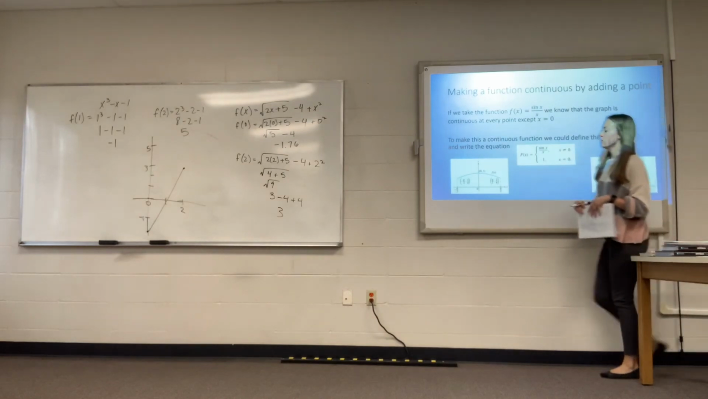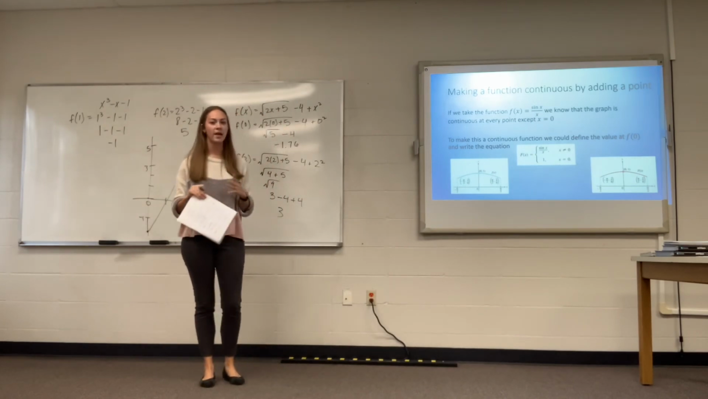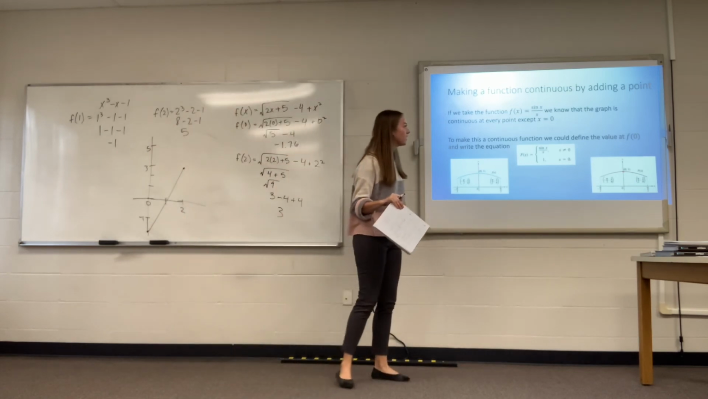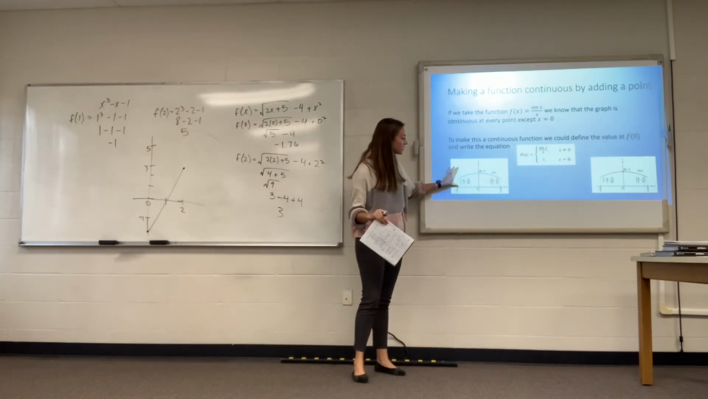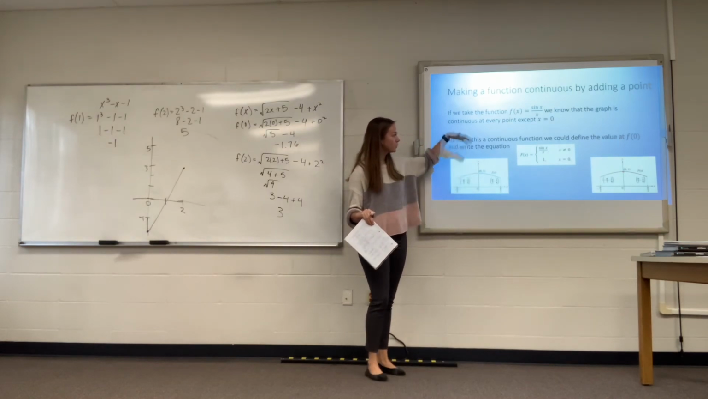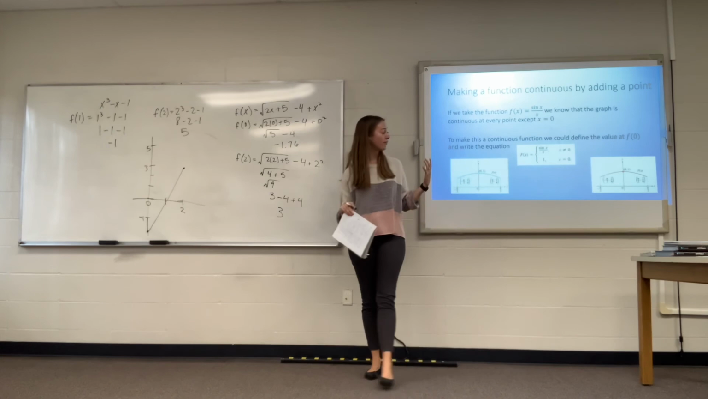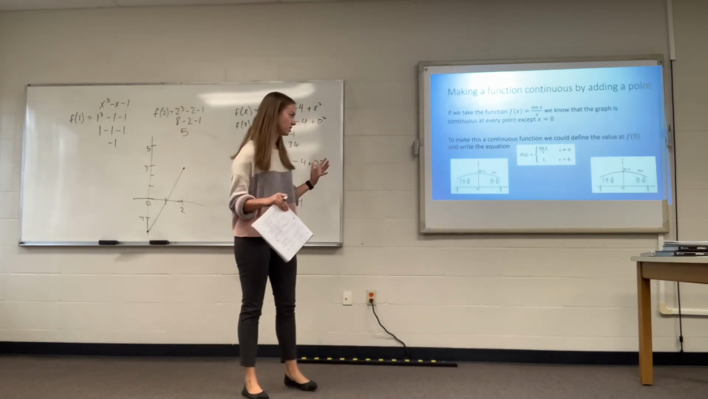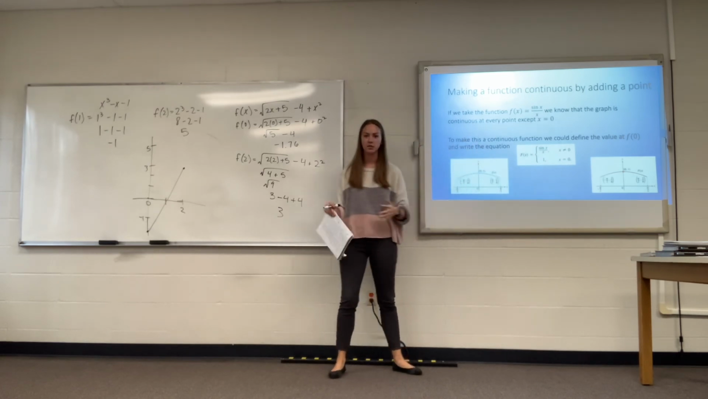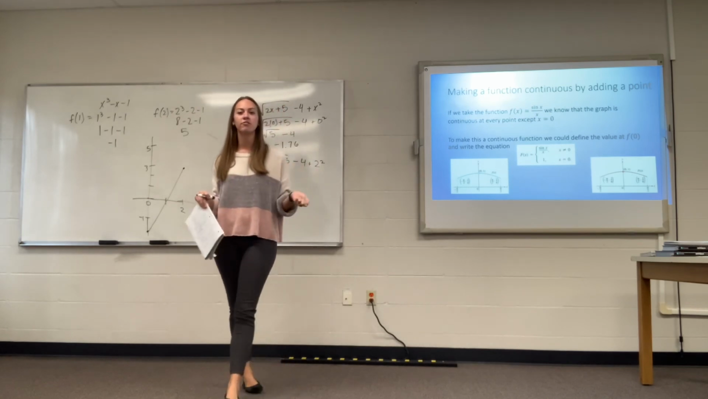Okay, so the last concept of this section is making a continuous function by adding a point. We've talked about this graph before. If we were to take the graph of sine of x over x, that's this graph right here. There is going to be a hole because we can't divide by 0. So we know that the graph is continuous everywhere except x equals 0, because when I plug in 0, I can't divide by 0, so I have a hole right there.